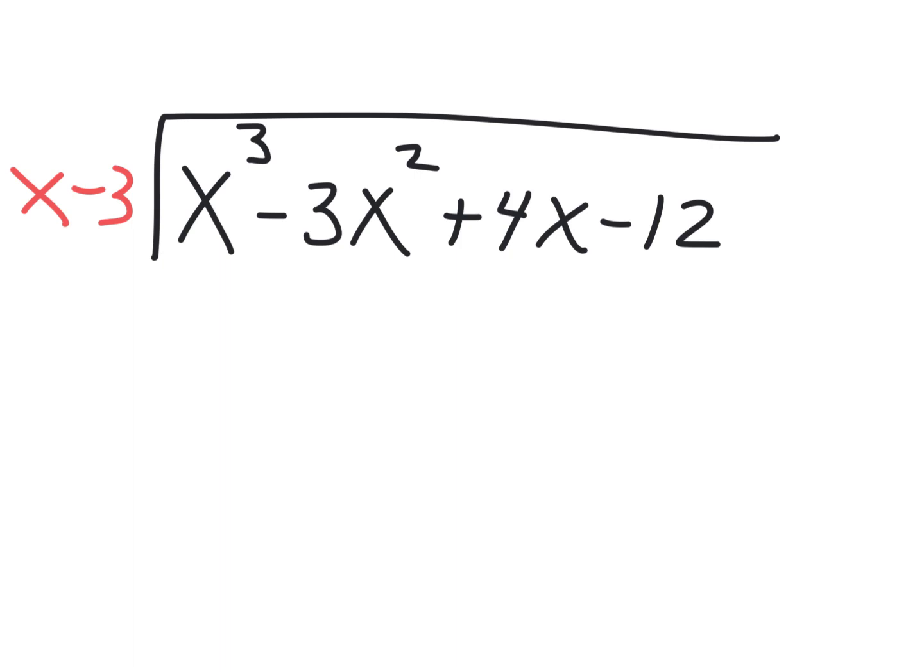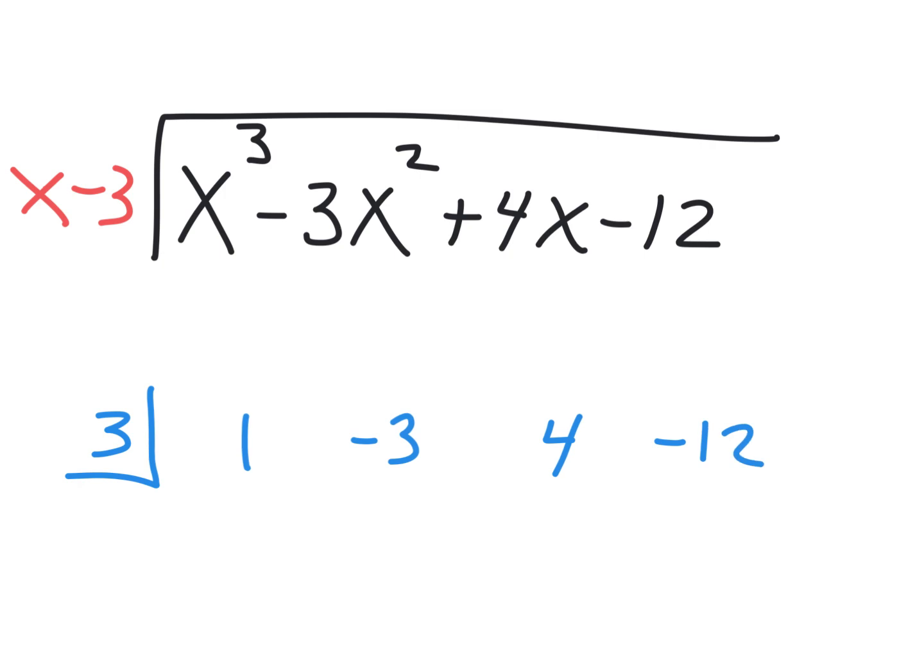Vaughn, what's the first step? Setting up all the numbers. So what goes in the little box here? Positive 3. And then what are the numbers that go across from left to right? 1, -3, 4, -12. Awesome.